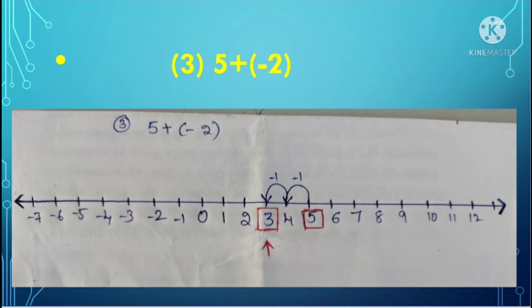If we add a negative integer, we move to the left side of the number. So the answer is: take a number line, enter the numbers on the number line, and our first position is 5. So we start with 5, then go to the left side of 5 and move 2 steps. Then we get 3. 5 plus minus 2 is 3.